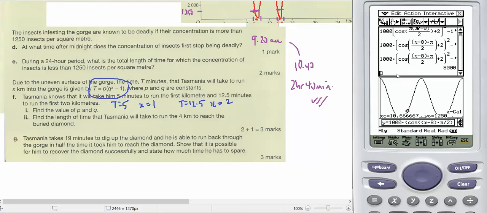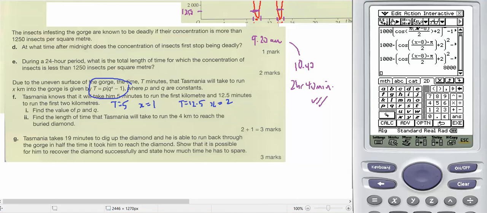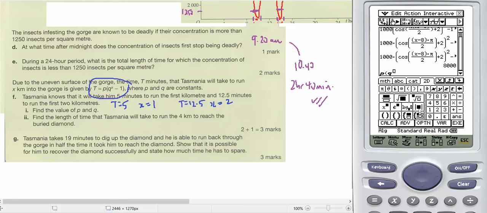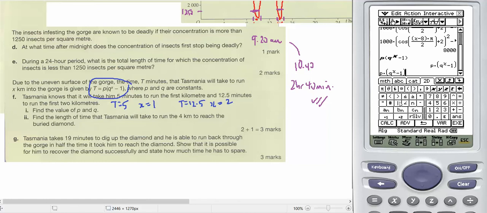So over here, I'll bring up my keyboard, I'll go variables. I want p bracket q to the power of x minus 1, close bracket, execute to make sure my variables are okay, take that, drag and drop. Now, I know that when x equals 1, that expression equals 5, which gives me equation number 1.